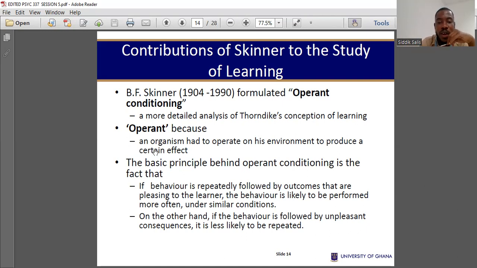So here, an organism has to operate on its environment to produce a certain effect. Remember the law of effect, what I mentioned about the law of effect, the feedback. You remember that? Great. The basic principle behind operant conditioning is that if behavior is repeatedly followed by outcomes that are pleasing to the learner, the behavior is likely to be performed more often under similar conditions.